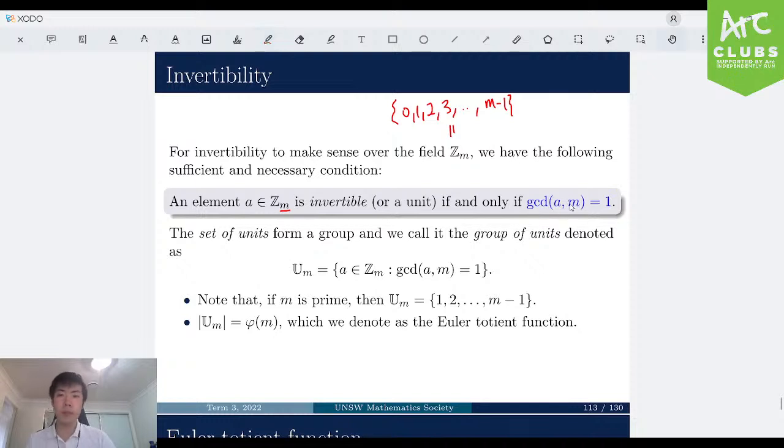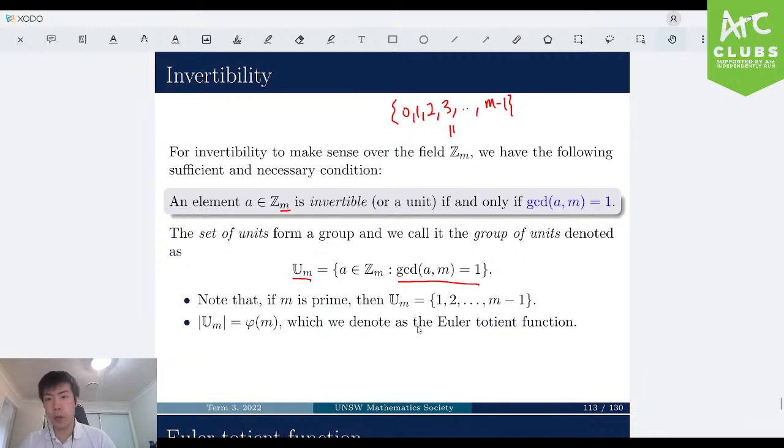Then the set of units forms a group, and we denote this group by U subscript M. It's equal to all of the A's in the bigger set Zm such that A and M are co-prime. Note that if M is prime, then UM will just be everything from 1 to M minus 1, excluding 0, because the GCD between 0 and any other number is 0, so it doesn't satisfy this condition.